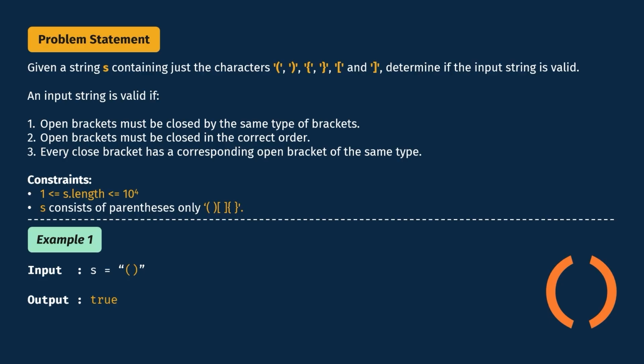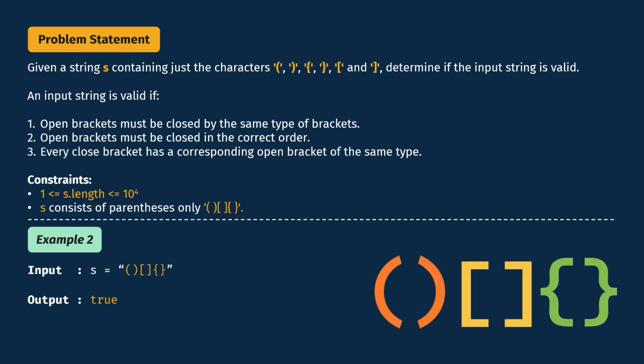We are given the string S equals a pair of opening and closing round brackets, and the expected output is true. This is the simplest case. We have one opening round bracket followed immediately by its matching closing round bracket, so the string is valid.